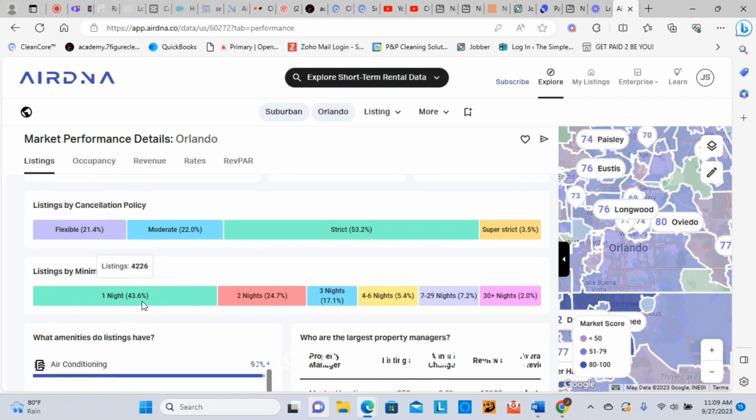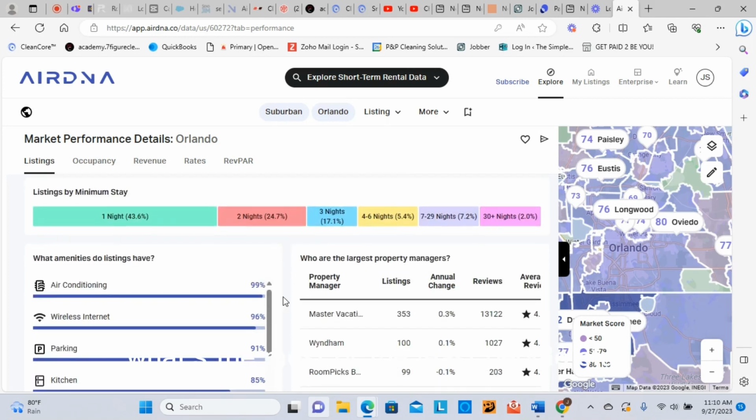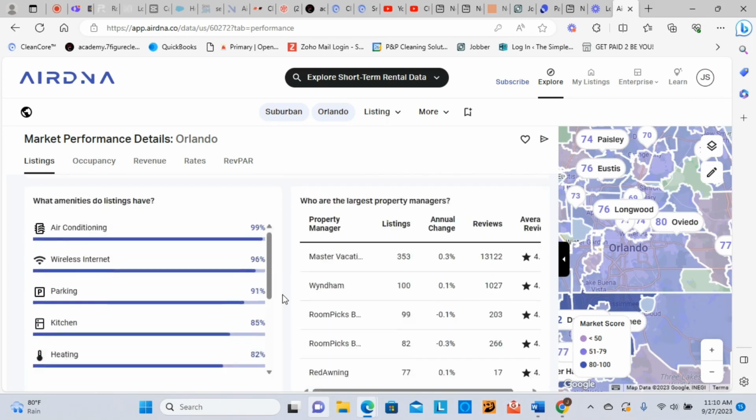And then it tells you here listings by minimum stay. So 42% of the listings are one night. People stay 2 nights, 3 nights, 4 nights, meaning that out of the listings, the most common minimum stay is 2 nights or one night. Well, that's the minimum. But it gives you an idea of how many nights people stay, what's the most or the least.